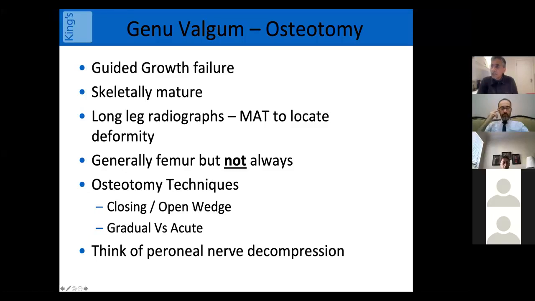I prefer closed wedge in older children. Gradual or acute, depending upon the magnitude. If it is beyond 20 degrees, I tend to do gradual. Under that, I tend to do acute. Always think of the peroneal nerve, and you can decide whether you want to really correct, decompress it or not.